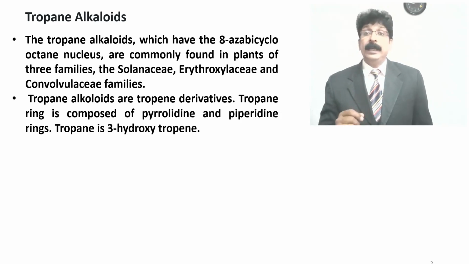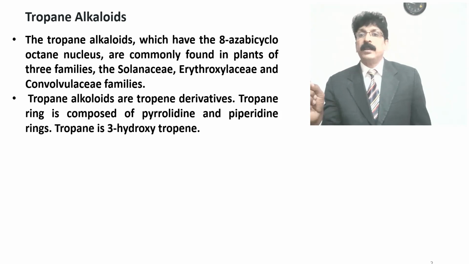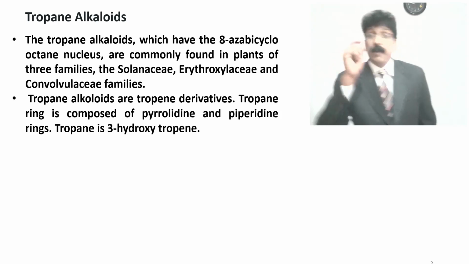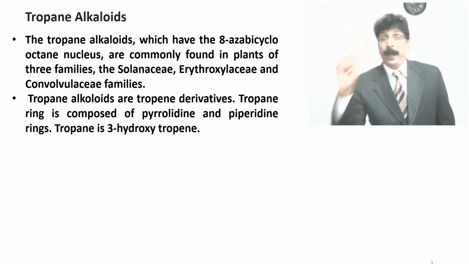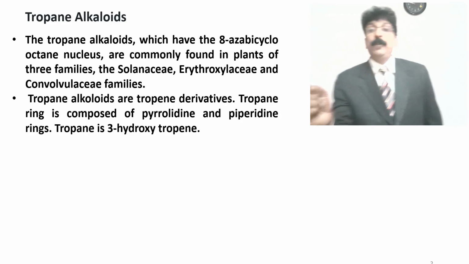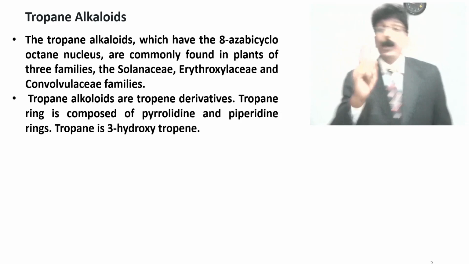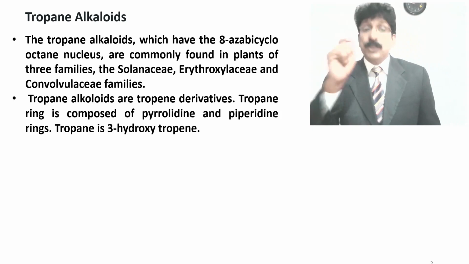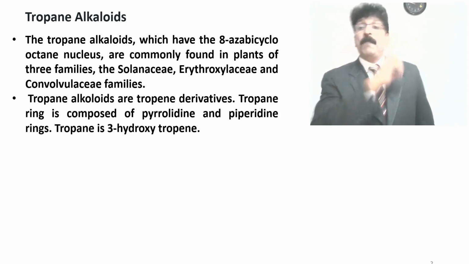In that, pyrrolidine means when you add hydrogen or undergo reduction, the pyrrole will give pyrrolidine, and pyridine will give piperidine when it undergoes reduction. When you refer to your organic chemistry, it will be clear. So one is a 5-membered ring structure with nitrogen and another is a 6-membered ring with nitrogen.